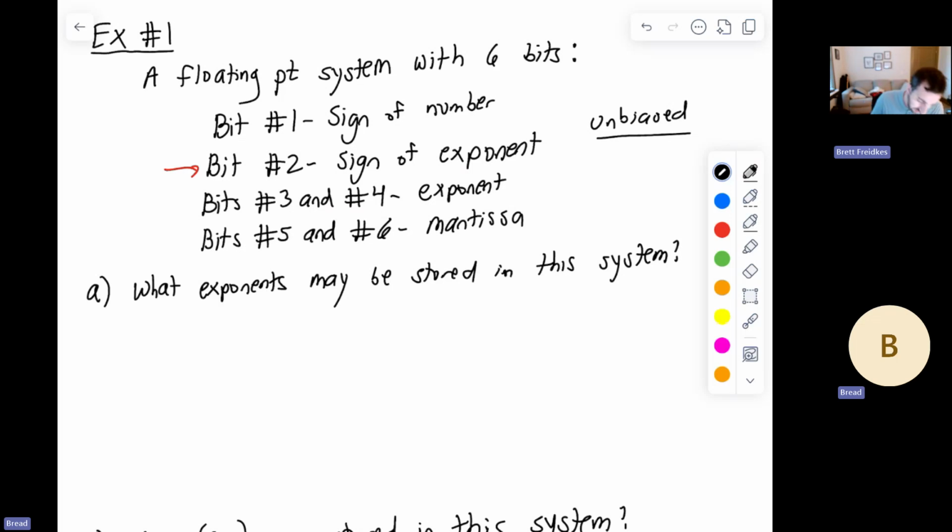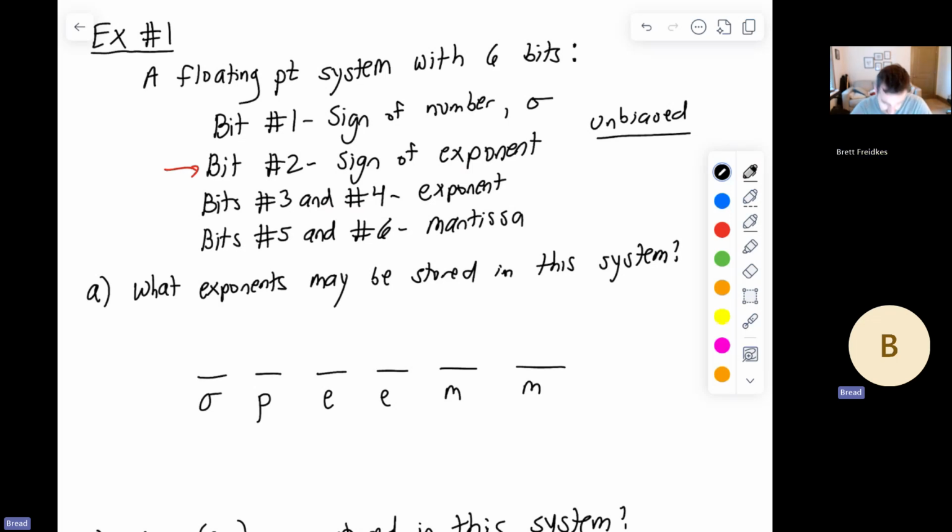So let's go ahead and write out these 6 bits. The sign of the number we'll give as sigma. The exponent sign is P. The exponent itself are E's, and then the mantissa are M's. And we want to know, for part A of this problem, what exponents may be stored in the system. Really meaning that the mantissa and the sign we don't really care about at this moment. We're only looking at the range of exponents that can be stored.